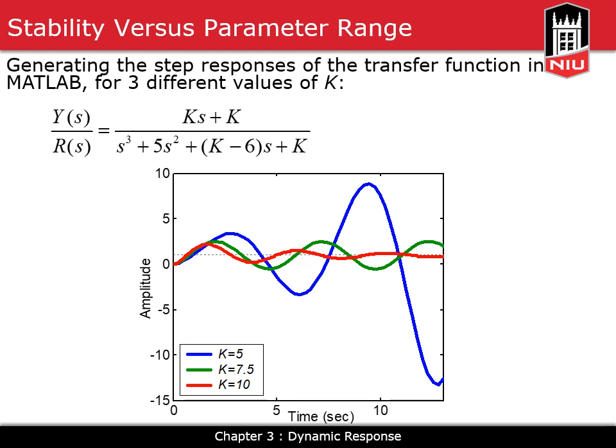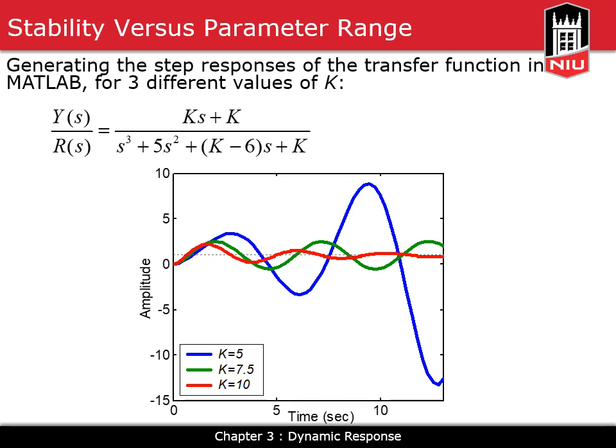The red curve is the step response for K being 10. You can see that it has some oscillations, but the oscillations decay and go away after some time. That corresponds to the stable response. The blue one, on the other hand, corresponds to K being 5. 5 is out of the stability range we found, so that creates an unstable response. You see the blue one keeps increasing. The amplitude increases and the response is unstable.